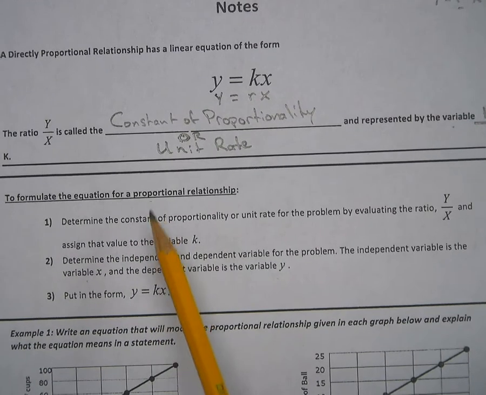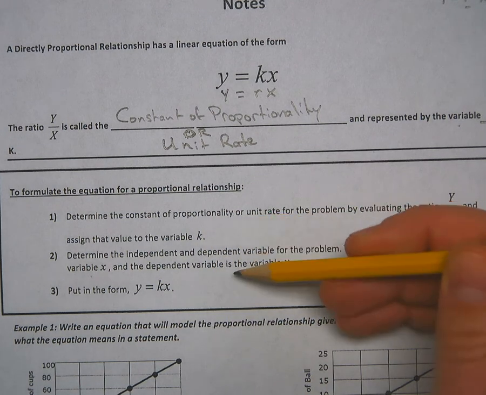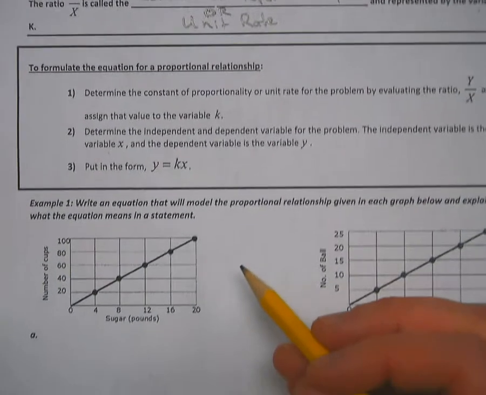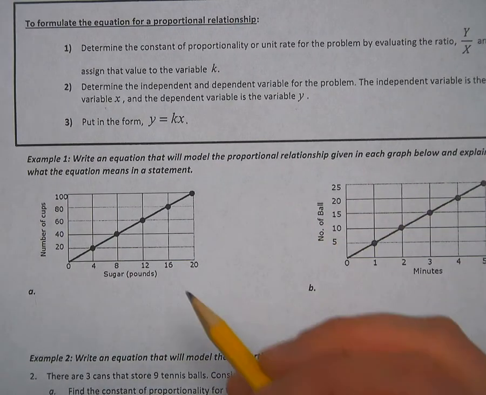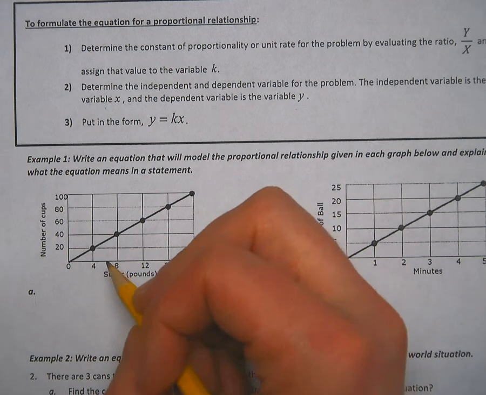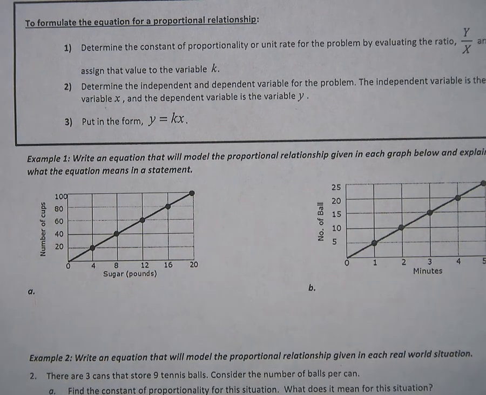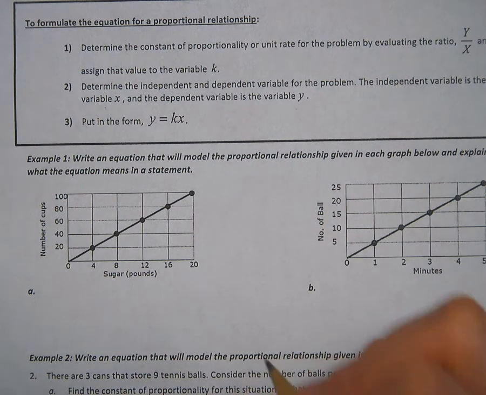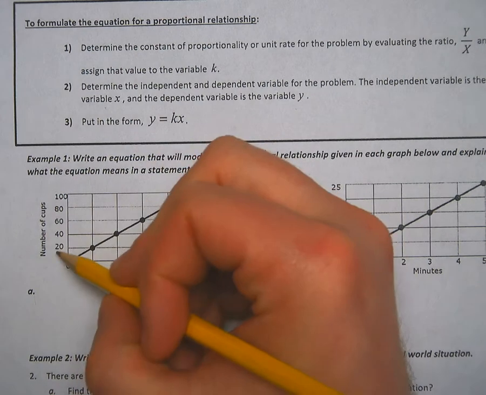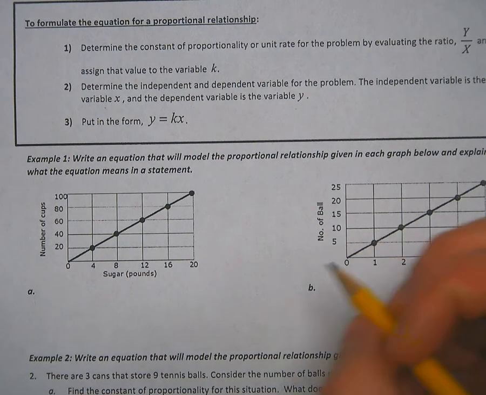This is all the instructions of how to formulate the equation for a proportional relationship. I'm not going to read that whole thing. I'm just going to go down here and show the example to work through this. Now, in class we were talking about how this is a little bit different than what we've done, but we can use this graph to create a ratio table just like we have before. This is talking about number of cups and then sugar per pound.